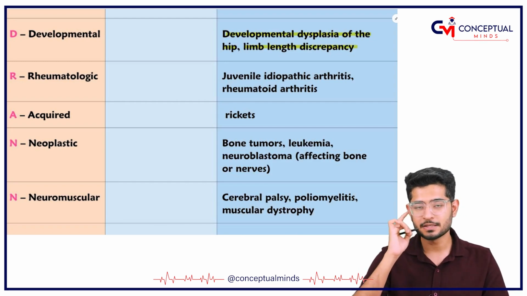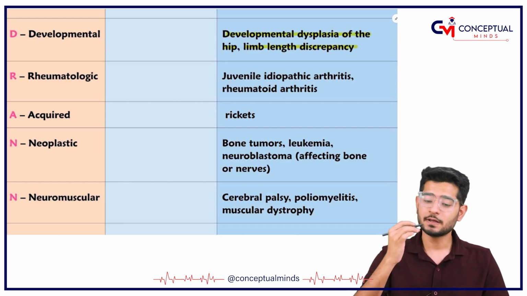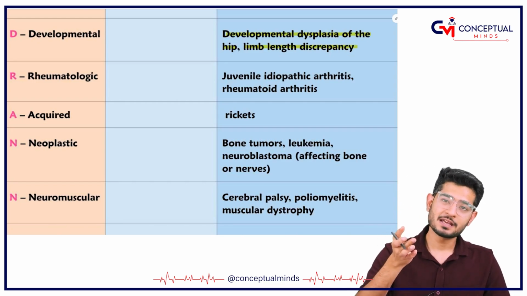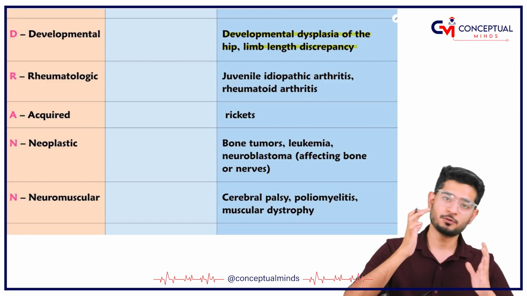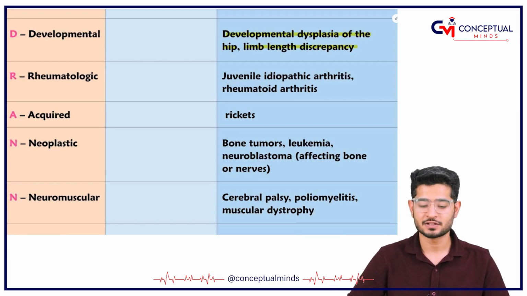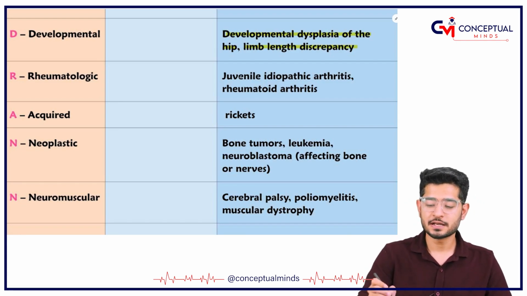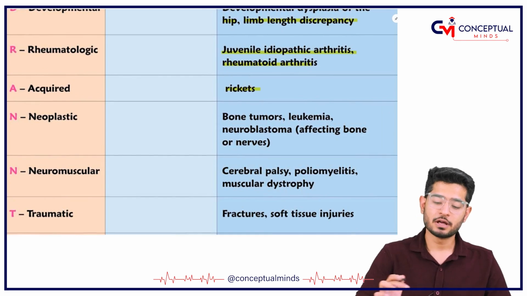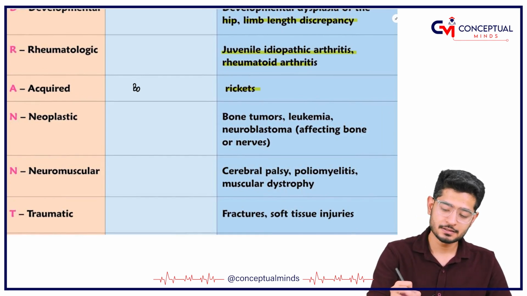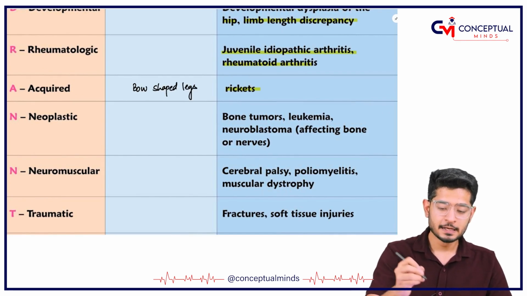What limp actually means is that on one side of the leg the child is going to raise and bend to the other side. This is limping. So developmental dysplasia of the hip is one thing, limb length discrepancy. Then in some rheumatological conditions like juvenile idiopathic arthritis or rheumatoid arthritis, and of course acquired conditions like rickets, where you have bow-shaped legs, in them also you are going to have the limping.